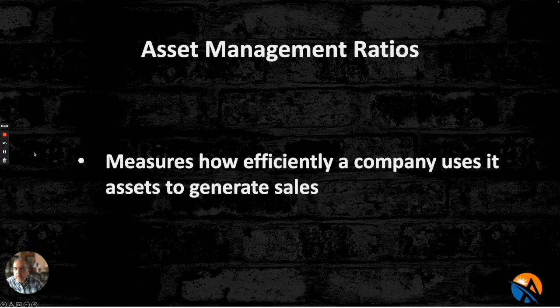Asset management ratios analyze how efficiently a company uses its assets to generate sales. These ratios are normally only used by businesses that carry inventory or sell to customers in which they grant a time period for them to pay.